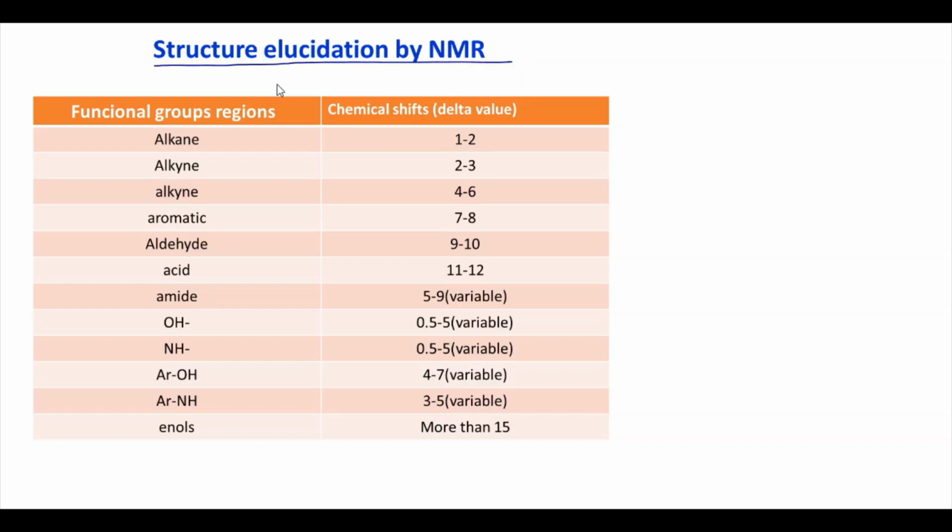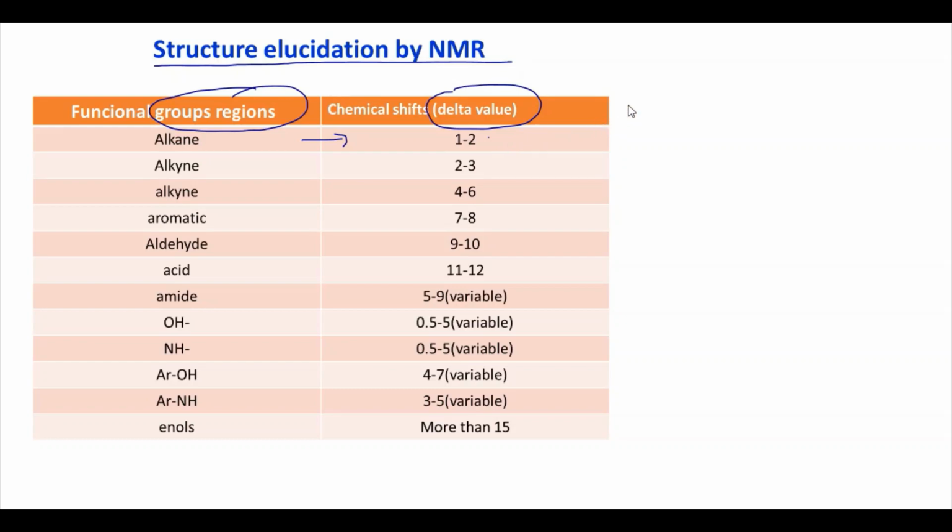So for structure elucidation, it is a bitter truth that we have to learn by heart some delta values corresponding to the functional groups. So let's see what functional groups are present in a given molecule and what the delta values corresponding to them are. First is the alkane region. For that, the value starts from 1 to 2 ppm.